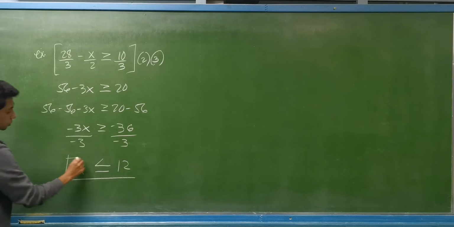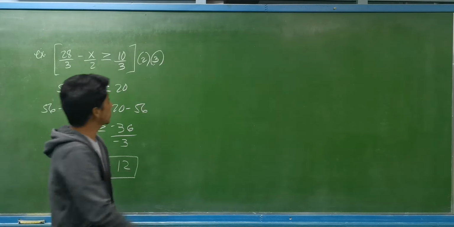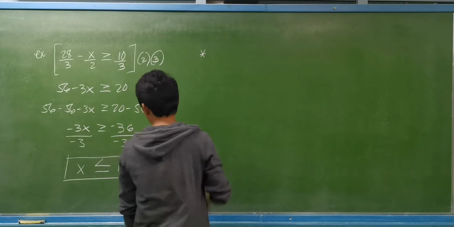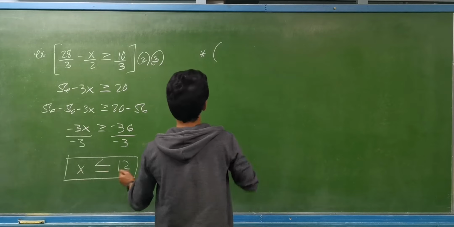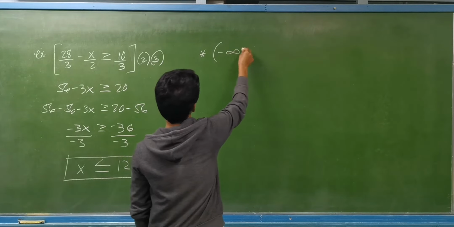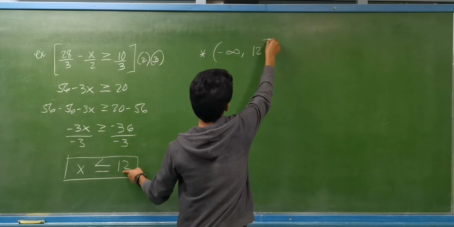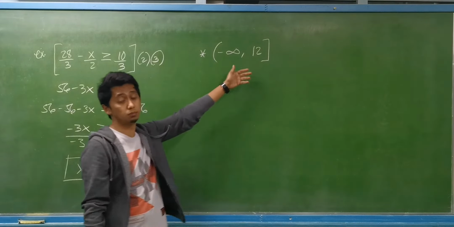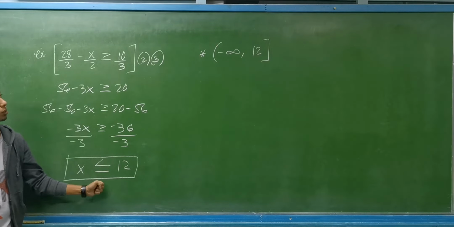So this is our solution set in terms of an inequality. How do we present that in interval notation? This goes toward negative infinity up to positive 12, and 12 is included, so we use a bracket, since this is less than or equal to.